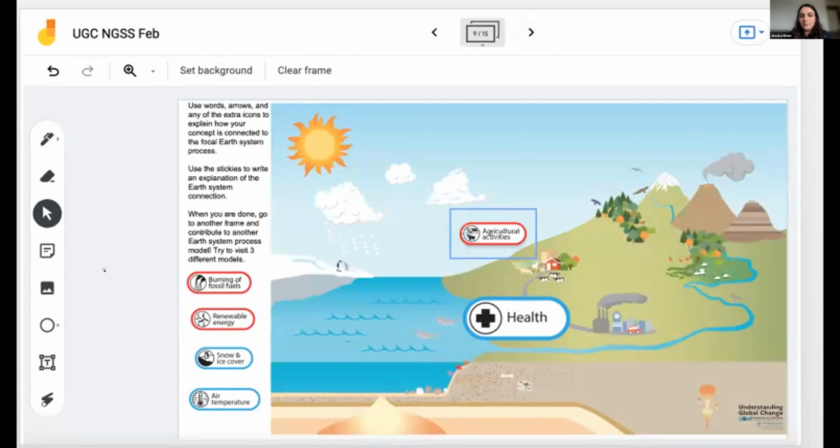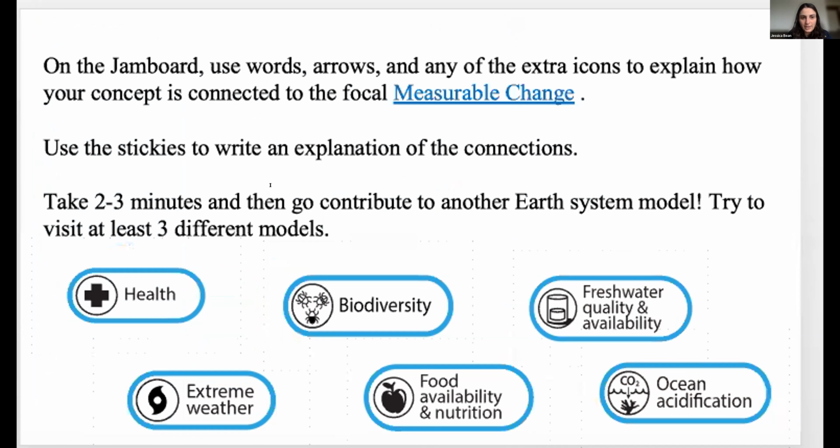If you're having trouble with keyboard commands, you could also always just make a sticky that says agricultural activities and place it on the board. So again, you can do this, and then you can start to make a model, draw some connections, write an explanation of how agricultural activities are related to health, and take a minute for that, and then you can go to a different one.